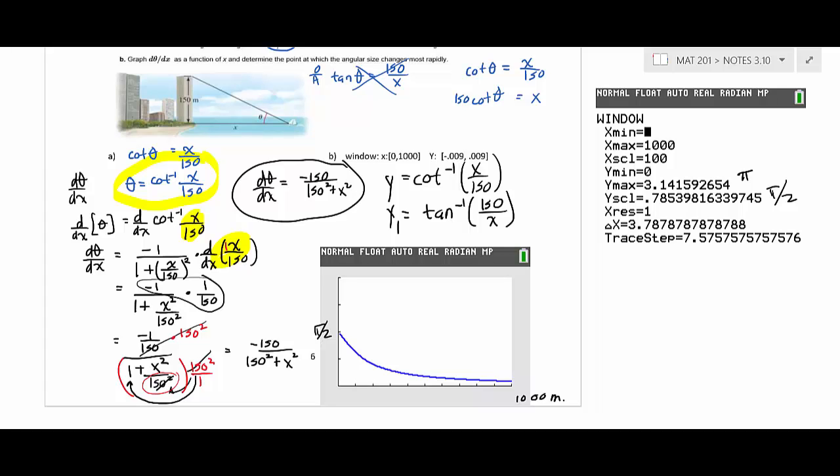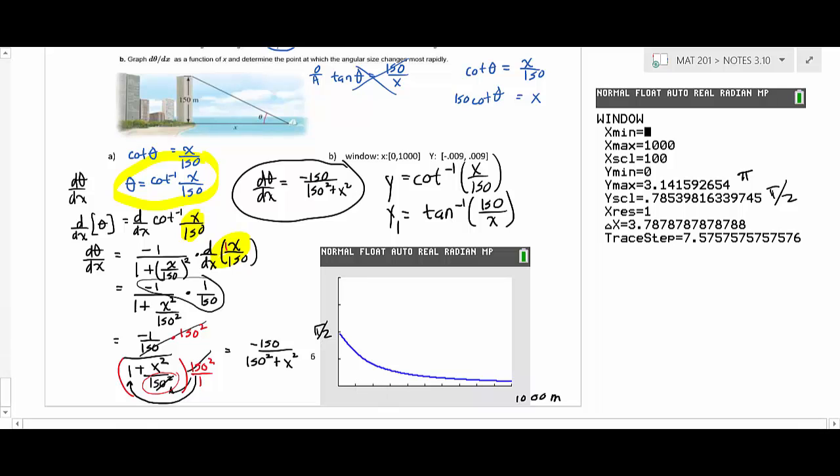So that derivative, you would expect that derivative to be always negative, right? Okay, so what we're going to do next is we're going to graph the derivative and kind of take a look at what that looks like. Okay, does that make sense to you guys? The angle's changing. That's what that's representing.